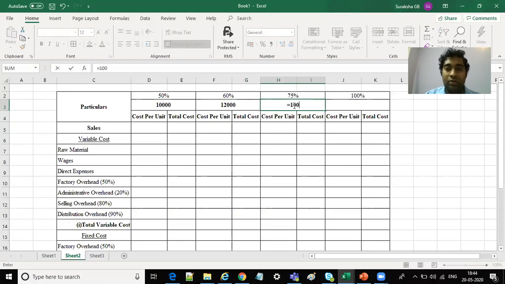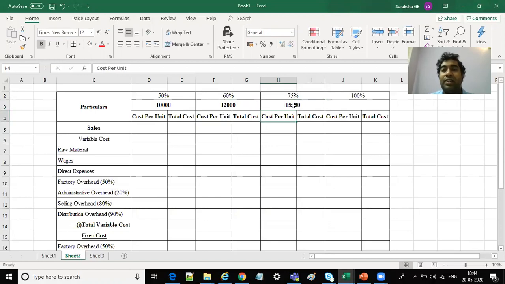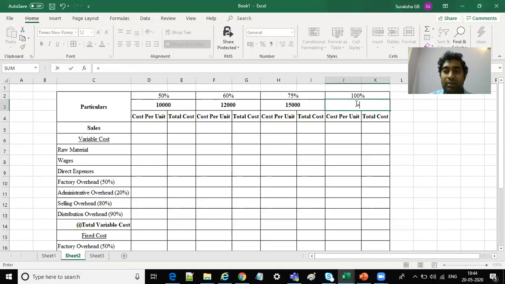Next one, similarly for the 75%. So 10,000 units is produced at 50% capacity. Then how much is for 75%? It is 15,000 units. Next, for 100%, it will be 10,000 units at 50% capacity. Then how much is for 100%? It will be 20,000 units.